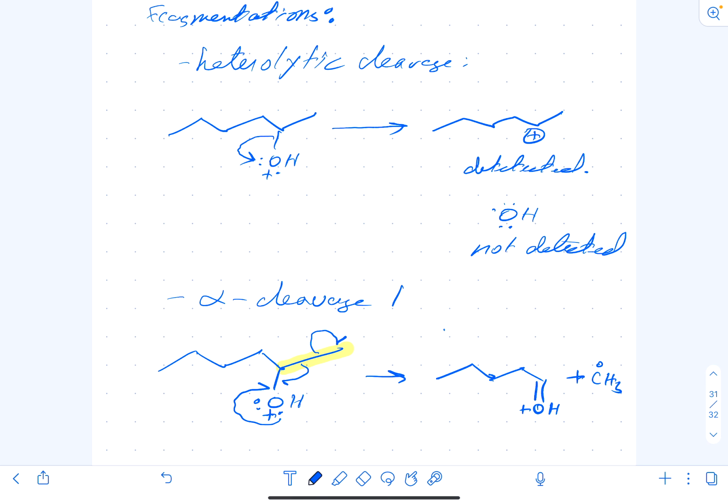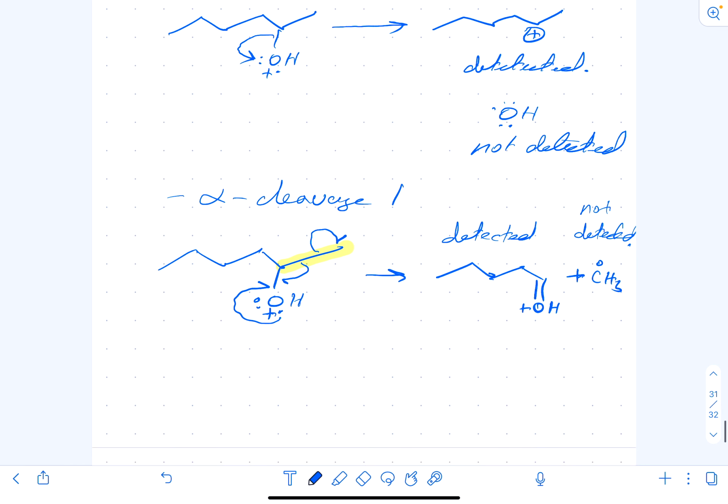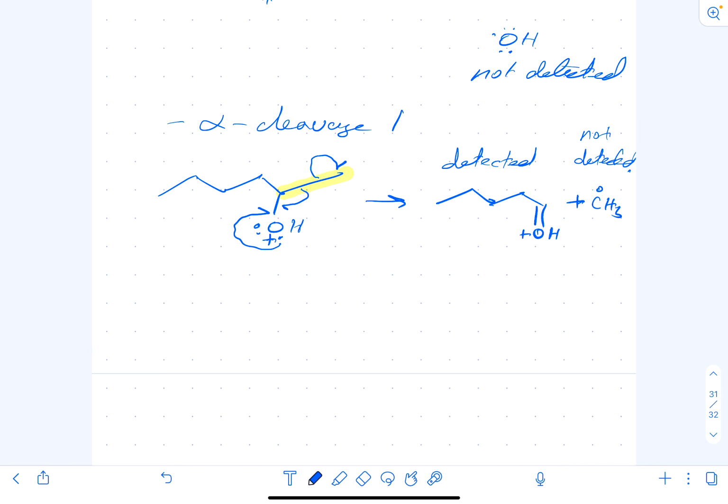And so again, I would detect this alpha cleavage product. Gotta learn how to spell detect. And then I would not detect the methyl. So that's alpha cleavage number 1. I can also think about alpha cleavage 2.